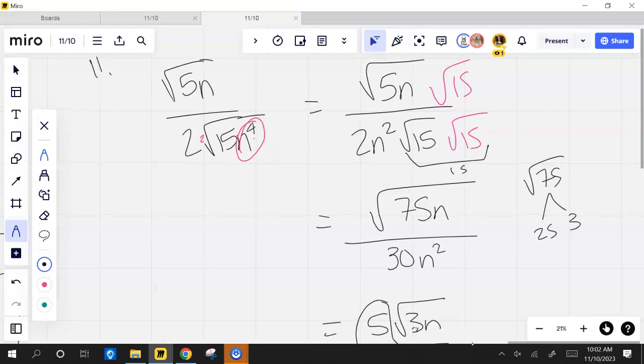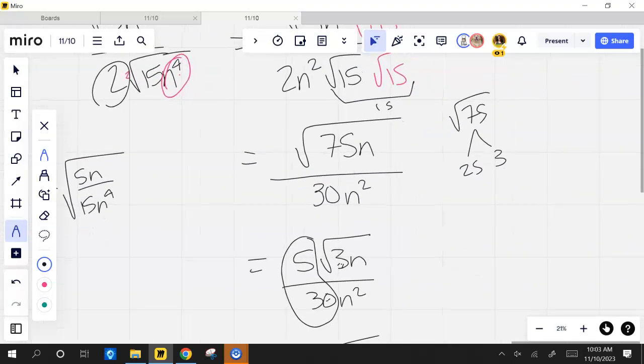So they said this was the same thing as they kind of took this 1/2 out and said square root of 5n over 15n to the fourth. They put them together and then simplified them so they'd have a little less to work with at the beginning, and that's fine too.